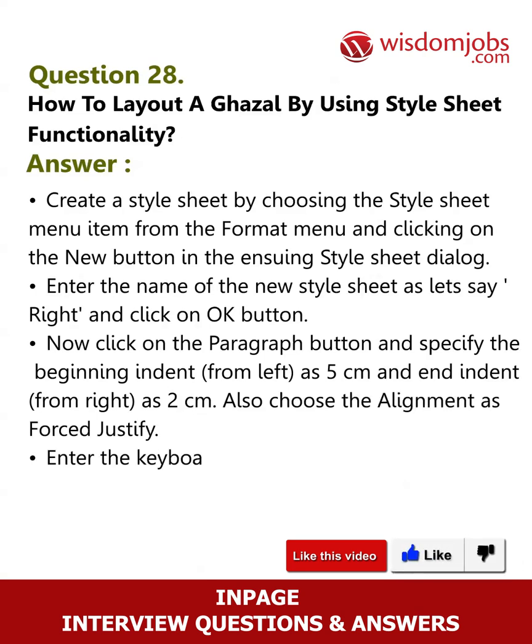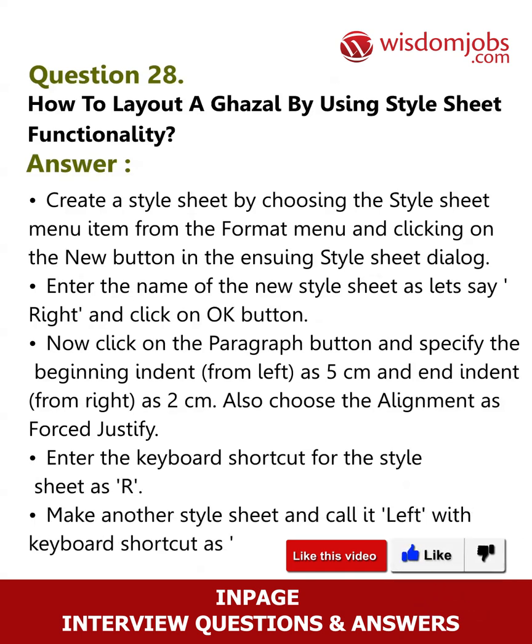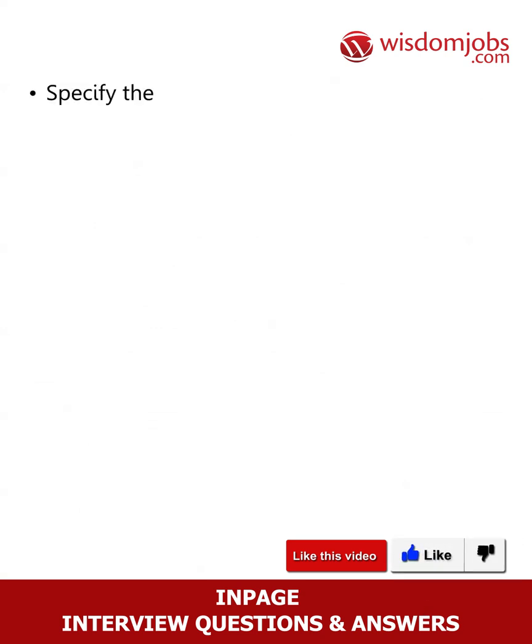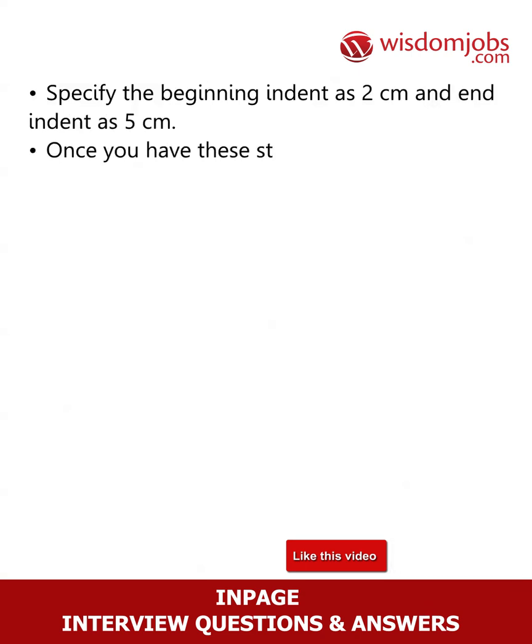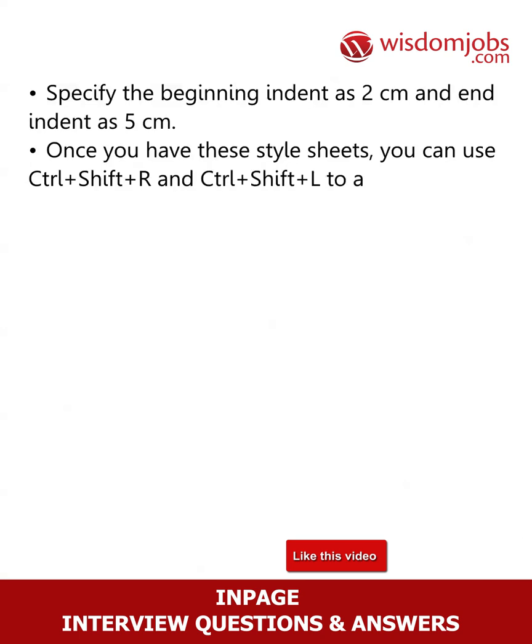Enter the keyboard shortcut for the style sheet as R. Make another style sheet and call it left with keyboard shortcut as L. Specify the beginning indent as 2 cm and end indent as 5 cm. Once you have these style sheets, you can use Ctrl plus Shift plus R and Ctrl plus Shift plus L to apply the style sheet to the current paragraphs.